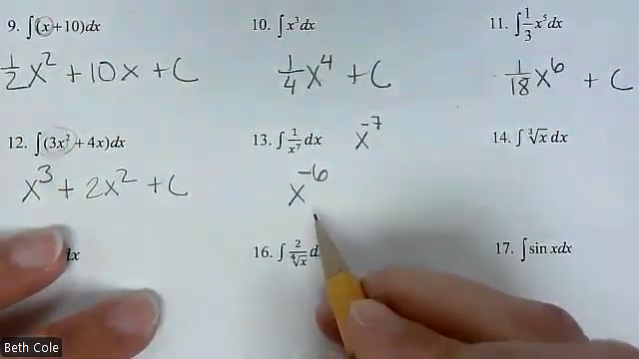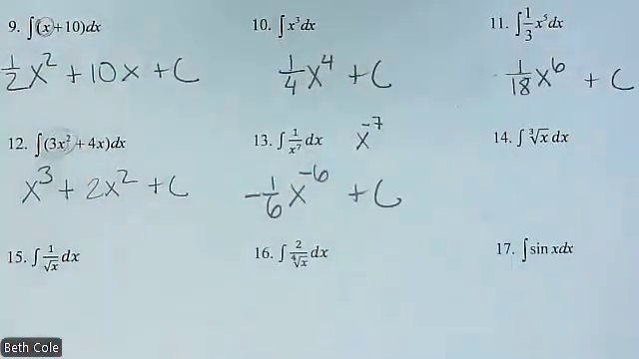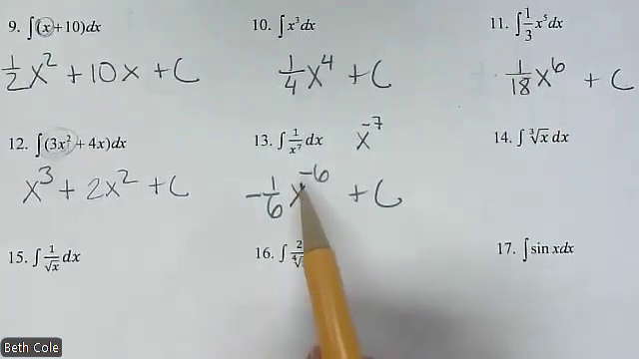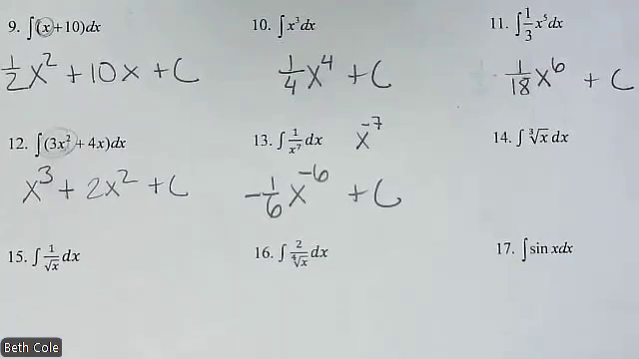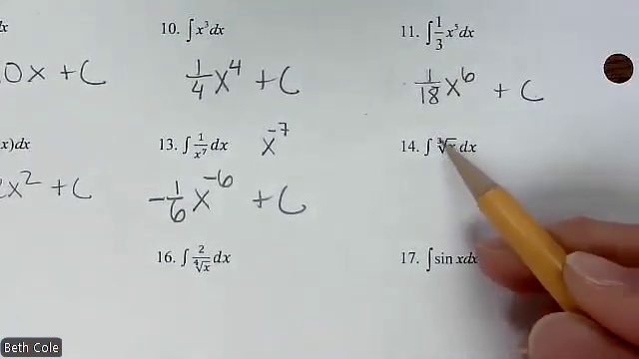-6. And then out front, you would need a -1/6 and then plus c. So negatives are tricky. When you add 1, they become less negative. Again, you can always do this derivative to check. You'll get what's there. I'm going to write this one off to the side as well.